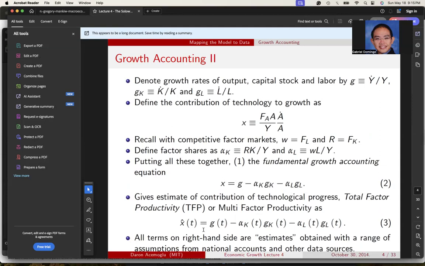X hat is just going, well, not X hat. X hat is the TFP itself, whereas G is going to be considered as your Y, your output. It's a change. There's just a change in letters. So G is now Y dot over Y, right? So X hat here, which is just your TFP, is just the difference between these three things, which are measurable, right? So all the right-hand side terms are estimates based on what we get from statistical authorities.